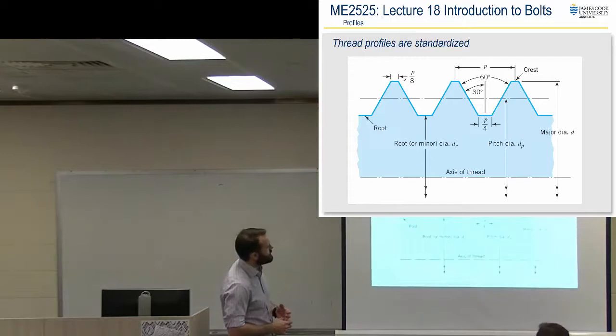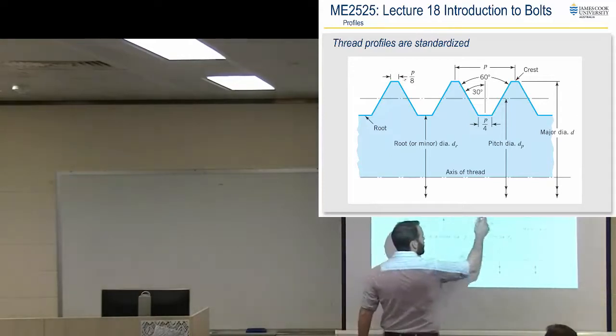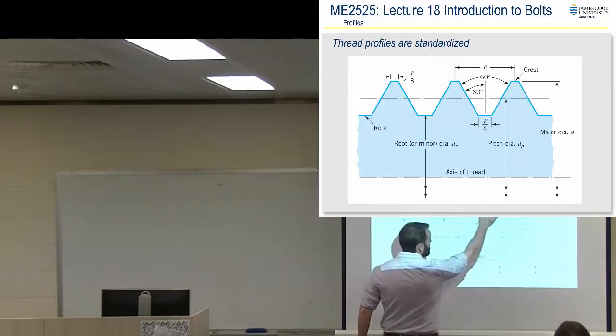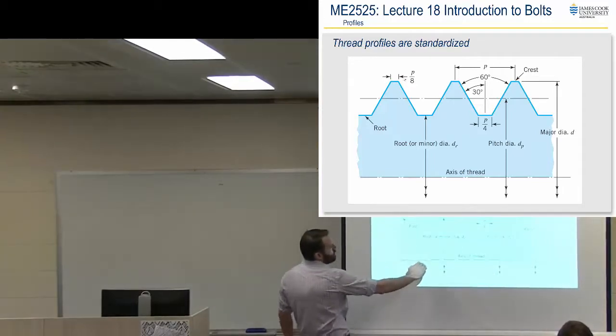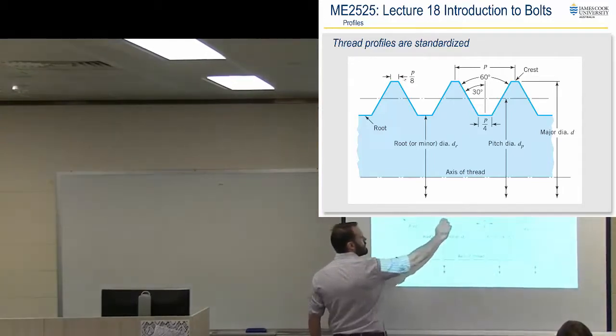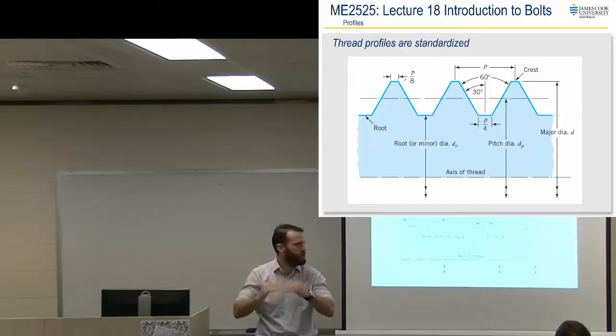And this is some of the standard thread profiles that we're talking about. So, normally, your angle on the threads will be 30 or will be 60 degrees, that's called your crest. Now, your root diameter is to the actual root, imagine the root, the base of that thread.